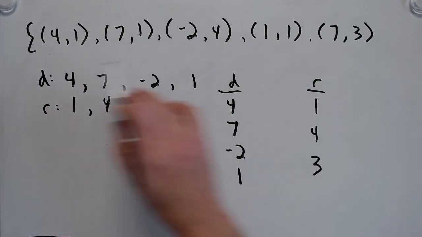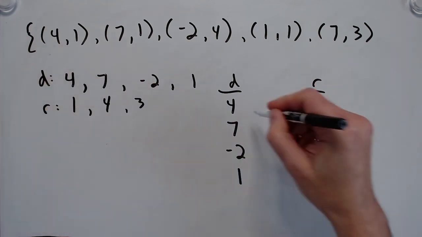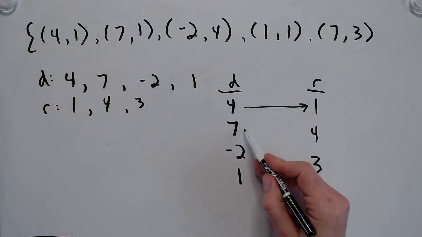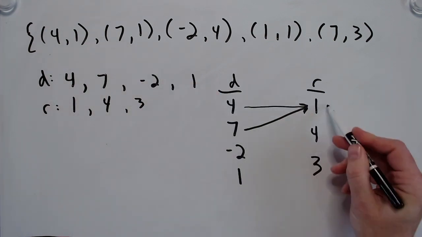So let's look at each ordered pair. 4 goes to 1. Okay. 7 goes to 1. We're allowed to do that. 2 domains can point to the same range.